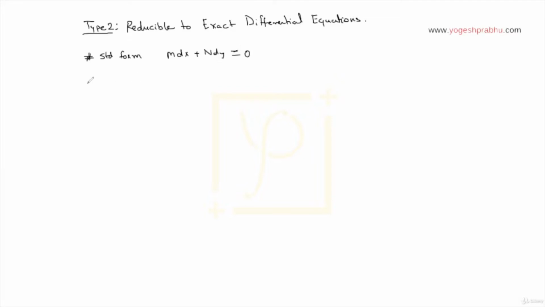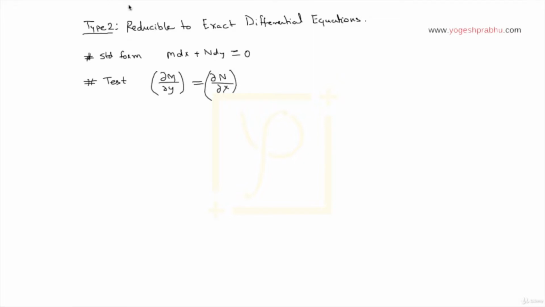Now once you get the standard form, next we have a test: that ∂M/∂y, the partial derivative of M with respect to y, is equal to the partial derivative of N with respect to x. Now this is the condition for exact.